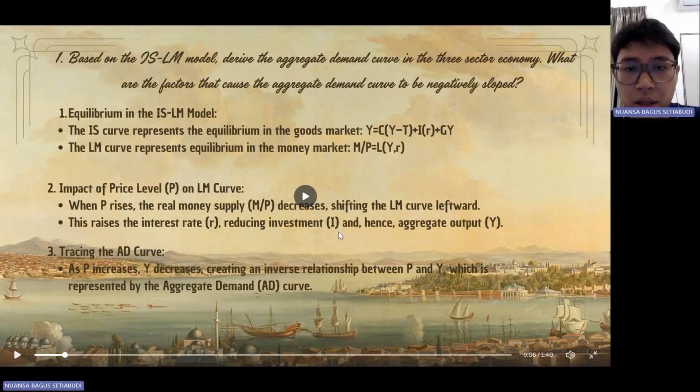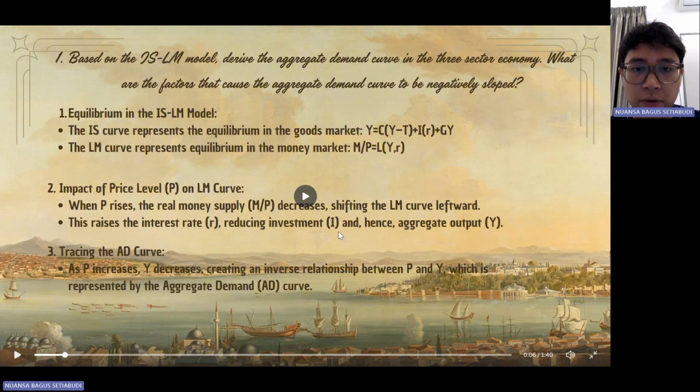So let's begin by understanding how the aggregate demand curve is derived in a three-sector economy using the ISLM model. I'll walk you through this step by step. So first, we start with the ISLM model.